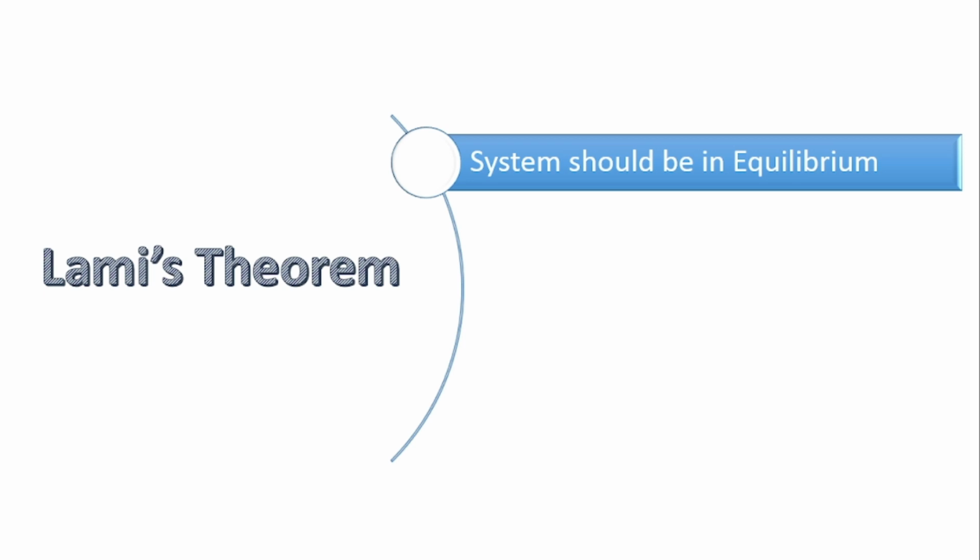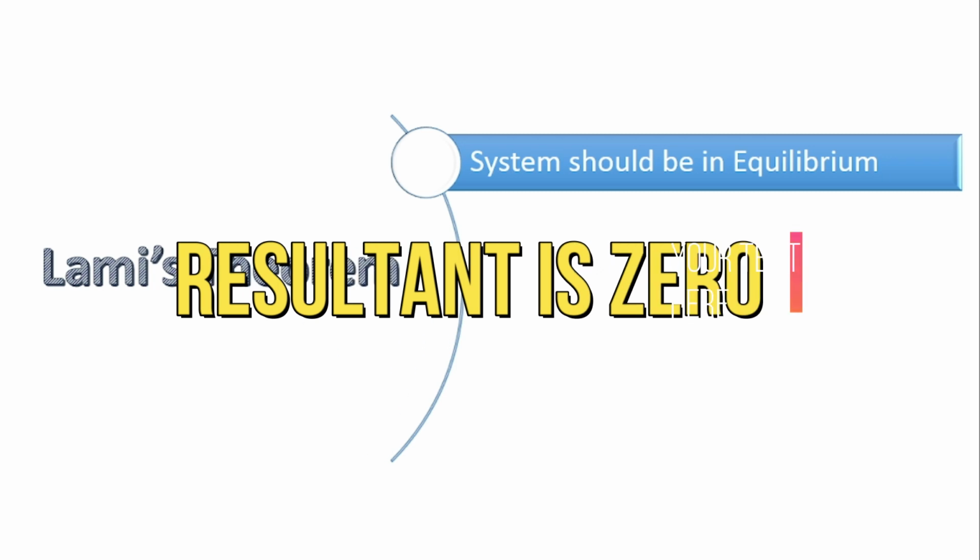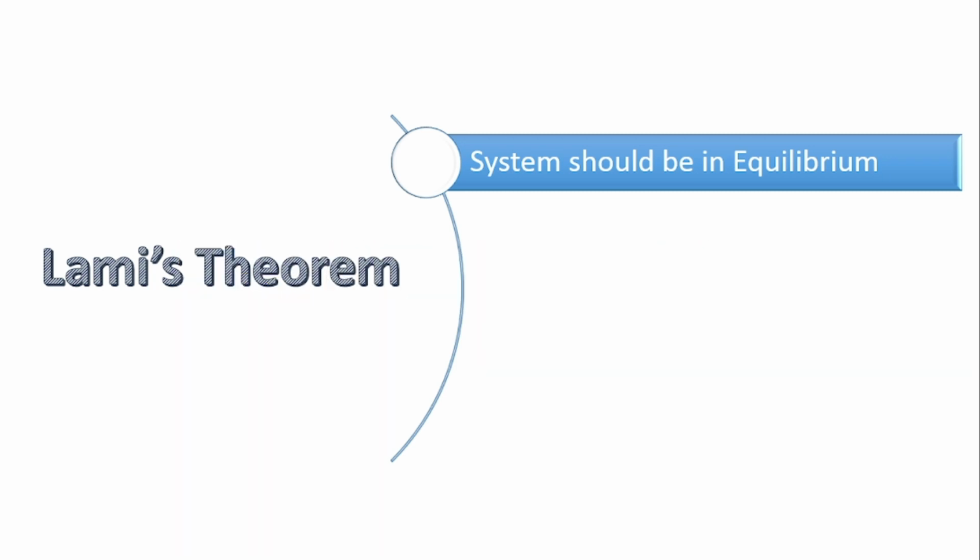Lami's theorem is only applicable when the system is in equilibrium. Now what is the meaning of equilibrium? Equilibrium means stable state. So in the state of equilibrium, the resultant of the system is equal to 0, meaning there is no unbalanced force present in the system. So if the system is in equilibrium, then and only then can we apply Lami's theorem.